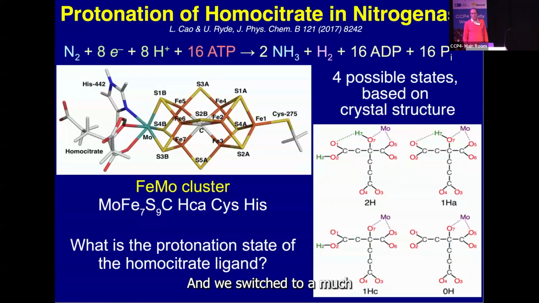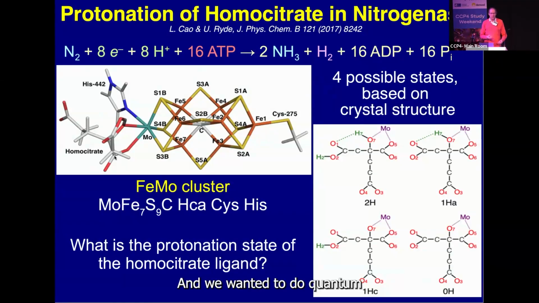And we switched to a much more complicated enzyme. We heard a little bit about nitrogenase yesterday, I think. That's an enzyme that breaks down the N-N bond in N2, forming ammonia. To do that, we have a very big cluster containing 1 molybdenum, 7 iron ions, 9 sulfide ions, a central carbide, so C4-, and then a homocitrate ligand.